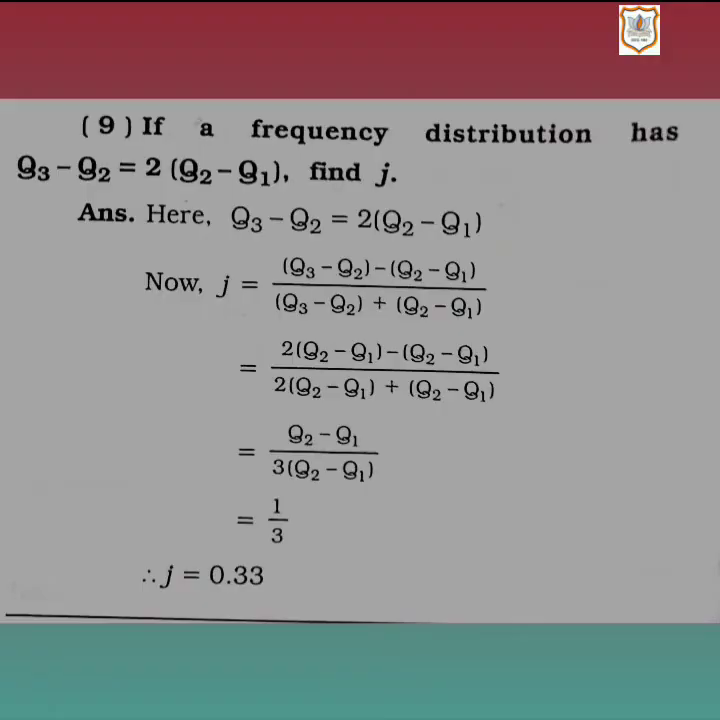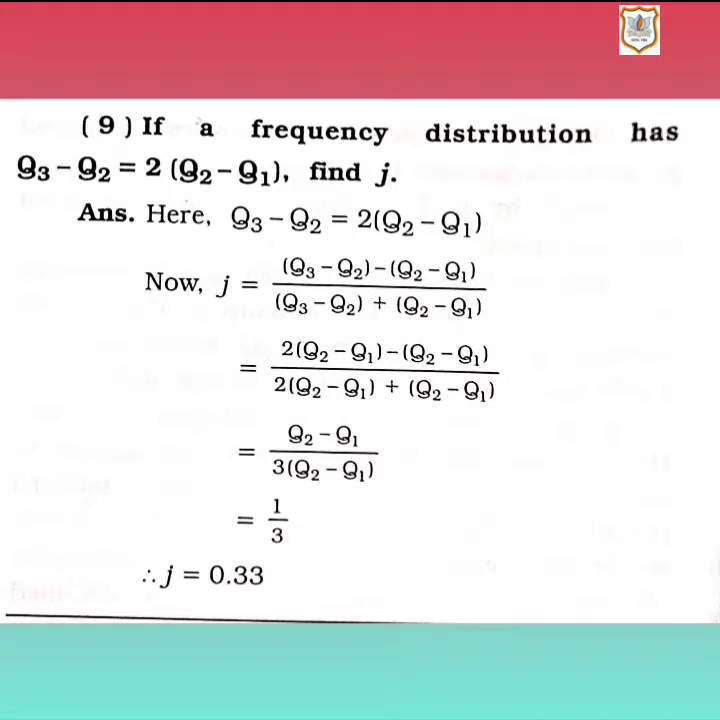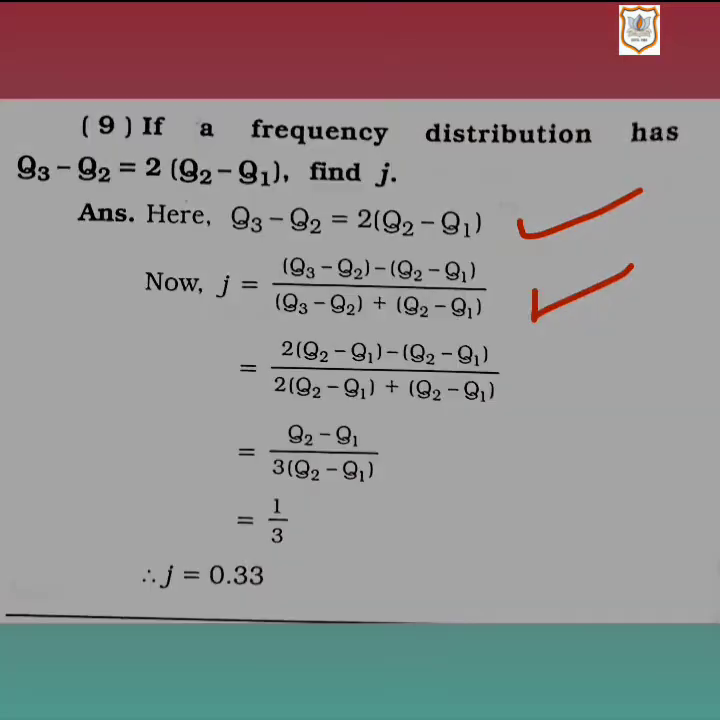Here, Q3 minus Q2 is equal to 2Q2 minus Q1, as given in the question, and we know the formula for J, that is Q3 plus Q1 minus 2m upon Q3 minus Q1. But here it is written something different. What is it? Let us understand.